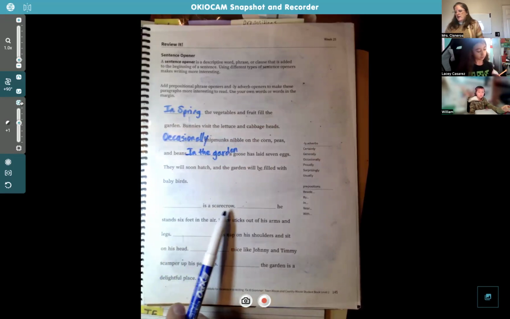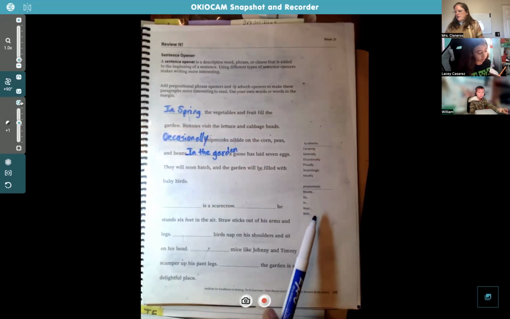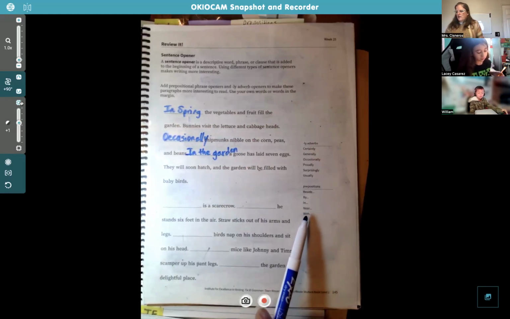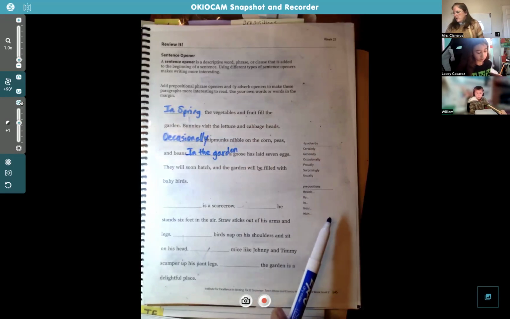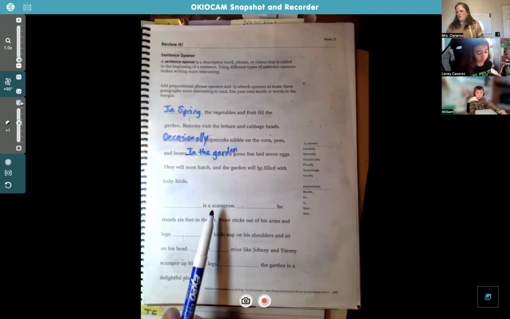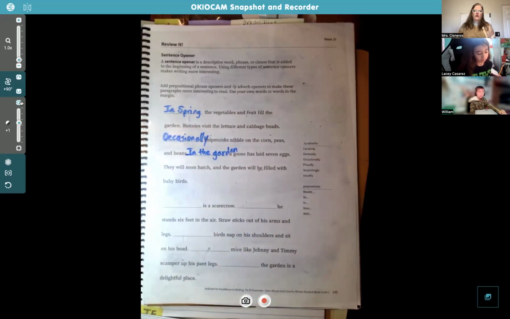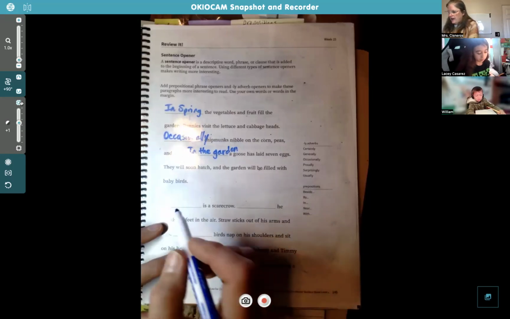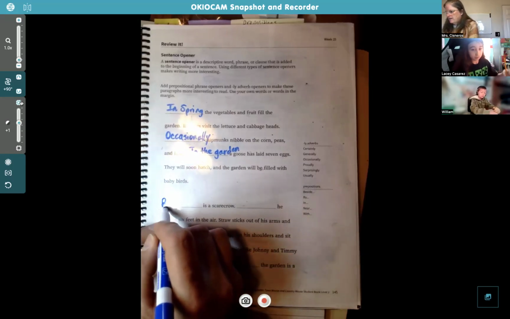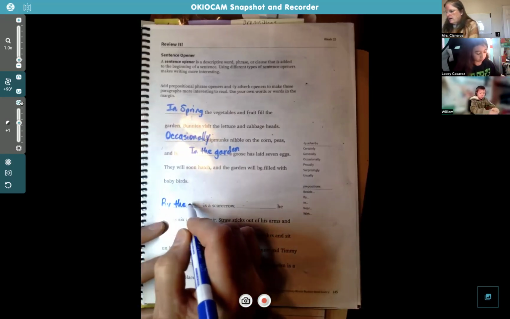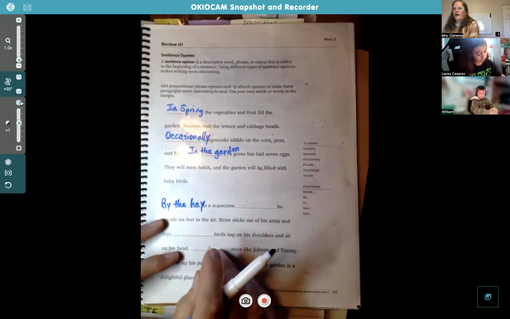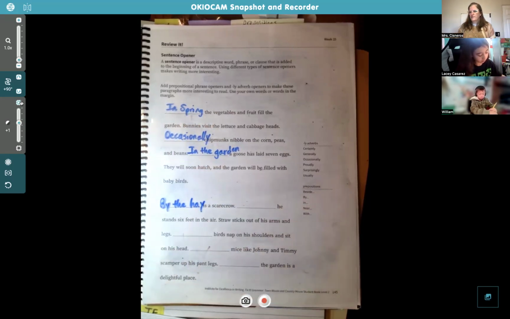Blank is a scarecrow. So this is going to be a preposition opener again, so you'll have to add words to it. So in the something or beside the something is a scarecrow. What do you think? By the hay. By the hay. I like it. By the hay, because maybe they have animals there in the garden too.